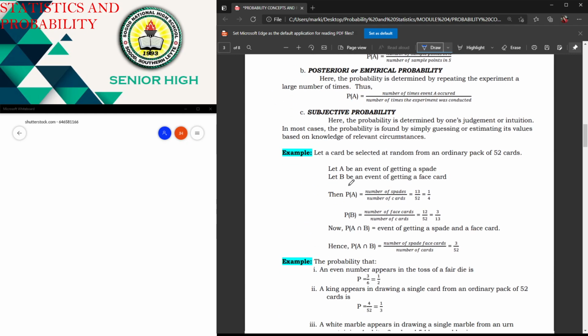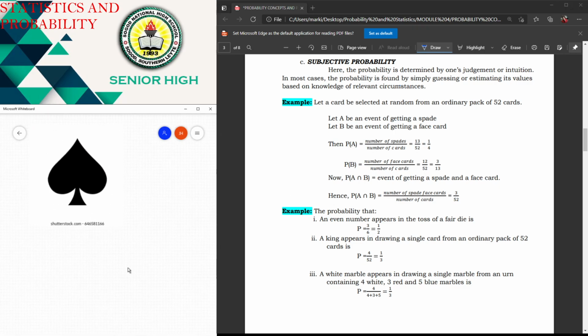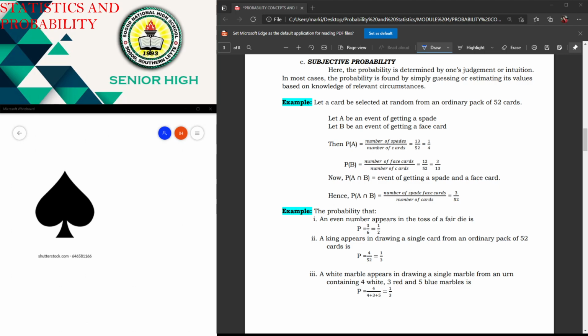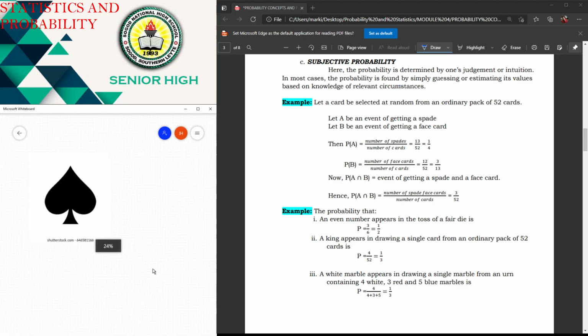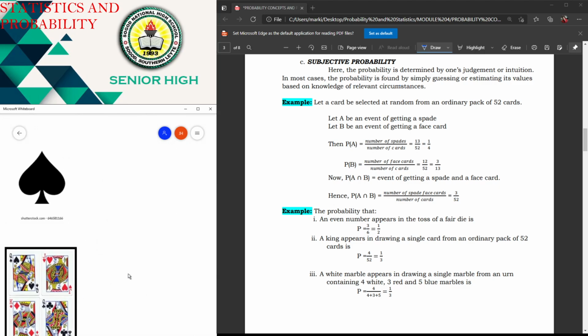So let's take an example. Let a card be selected at random from an ordinary pack of 52 cards. Are you familiar with the 52 cards? The one that we use in Tong-It, in Unggoy, like that. Let A be the event of getting a spade. So what is a spade? This is a spade. And let B be the event of getting a face card. So what do you think are the face cards? This is also an example of a face card.